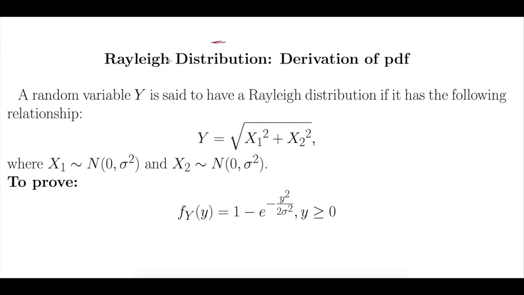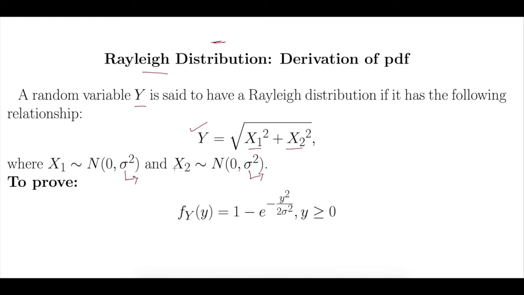So in this video, we'll talk about the so-called Rayleigh distribution. By definition, a random variable y is said to have a Rayleigh distribution if it has the following relationship between two random variables x1 and x2. If this relationship, square root of x1 squared plus x2 squared, is equal to y, then we say that y is a Rayleigh random variable, and they both have the same variance.